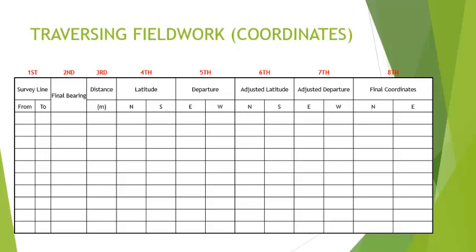Next column is the final bearing. Again, always double check the value. You need to copy the final bearing from the booking form, write it here. Similarly, the distance, copy the value carefully. Next is the latitude column. This is where the final calculations begin. I will explain the concept of latitude again along these calculations. Same goes to the departure.